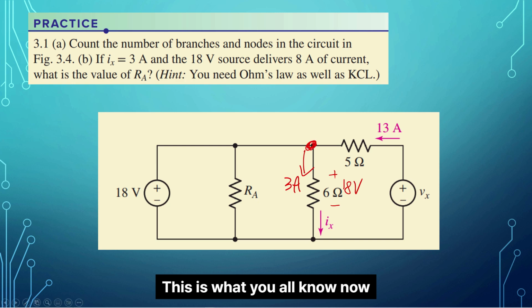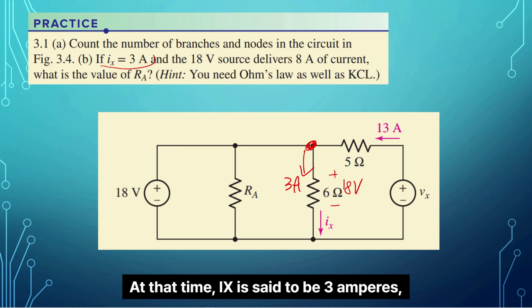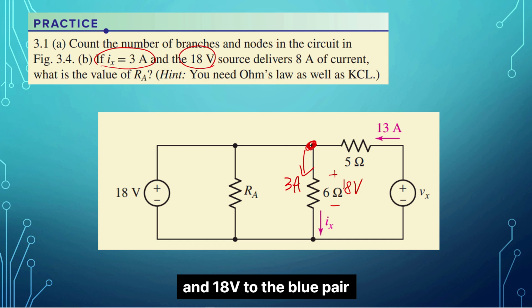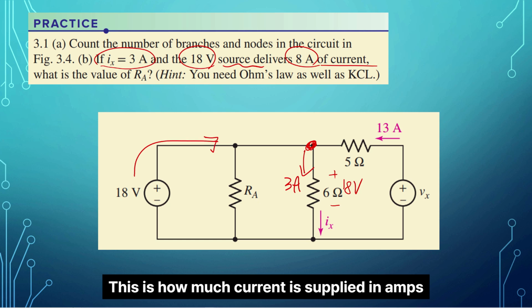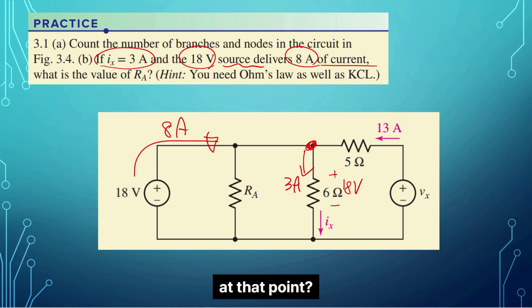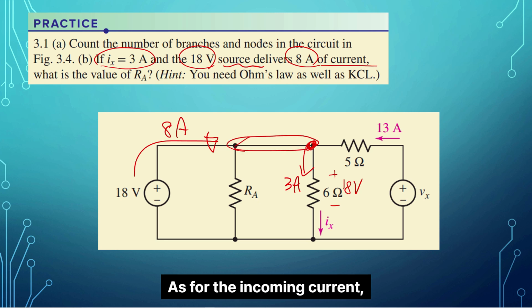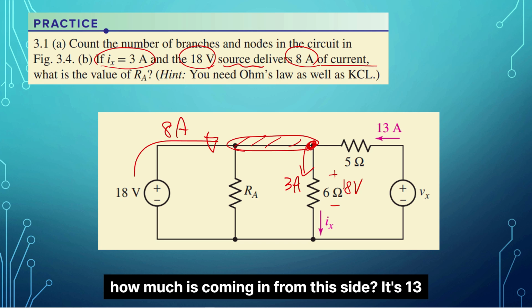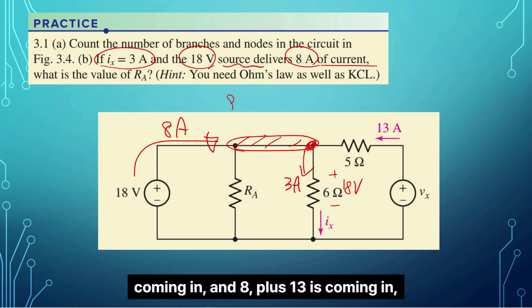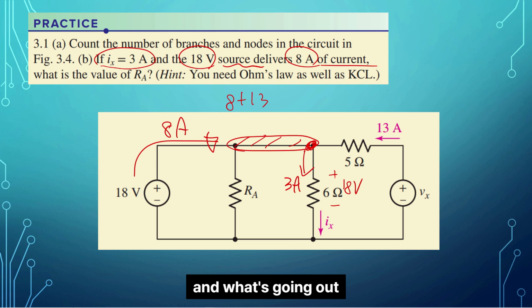This is what you all know now. At that time, 9 is said to be 3 amperes, and it provides the current of 3A and 18 volts to the blue pair. This is how much current is supplied in amps. So, what is the value of RA? It's just basic math. As for the incoming current, how much is coming in from this side? It's 13 coming in, and 8, plus 13 is coming in, and what's going out is 3, right?